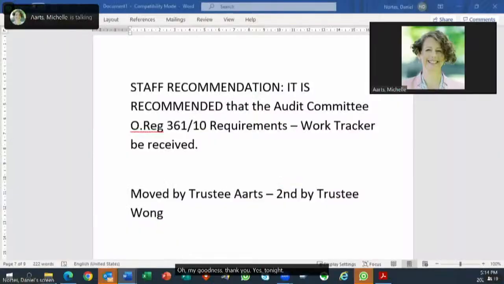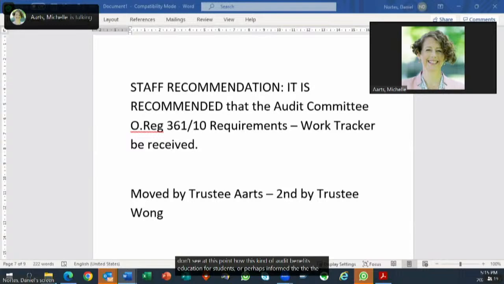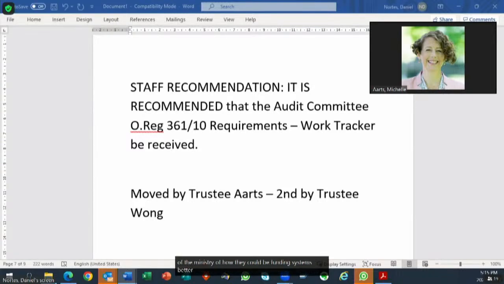Thank you. Yes, then I hope that the tracking of how much time this takes will be something that we can then point back to the ministry, especially if nothing particularly useful with regards to our education mandates in terms of student success and well-being comes out of this. I would also like to understand at the end, I only have a peripheral understanding of what the government is trying to get at with their value for money audits. And I don't see at this point how this kind of audit benefits education for students, or perhaps informs the ministry of how they could be funding systems better. That's all for me. Thank you.